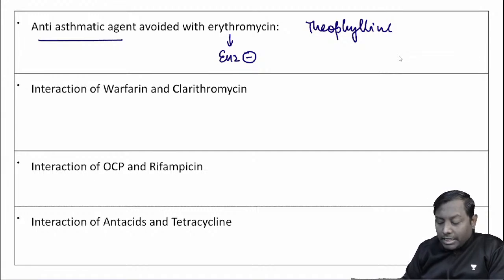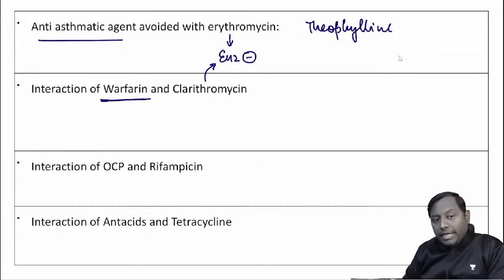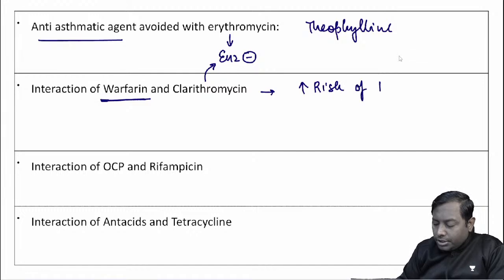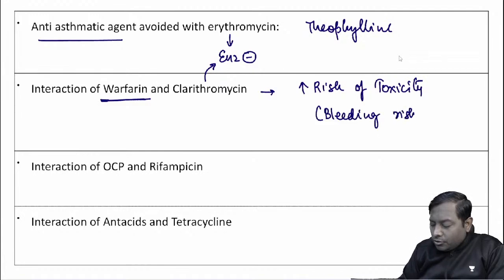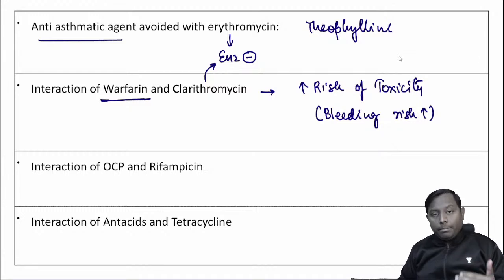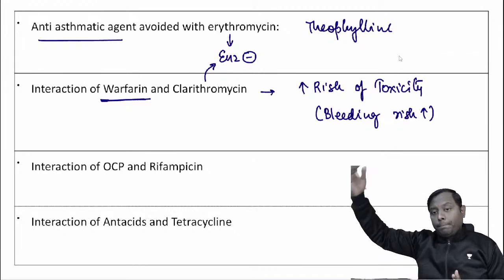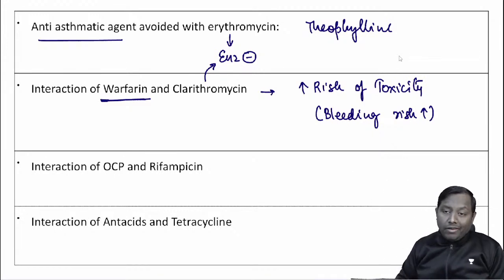Isn't clarithromycin also coming from the same family? Clarithromycin is also coming from the same family, that is enzyme inhibitor, and therefore warfarin will do what? Warfarin, again an anticoagulant. If it is given with an enzyme inhibitor, it will always increase the risk of toxicity, and therefore bleeding risk will increase. So again, PT INR level will be highly deranged. So normal 2 to 3 के बजाय there will be 6, 7, 8 or any other PT INR level.